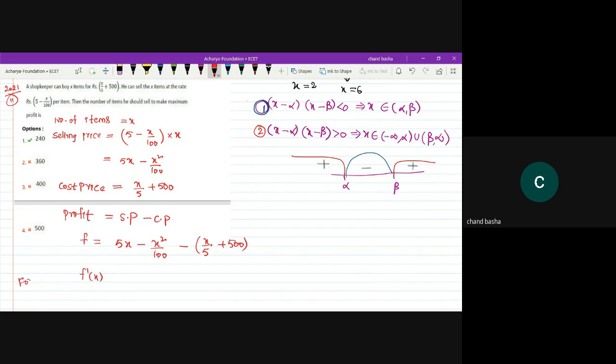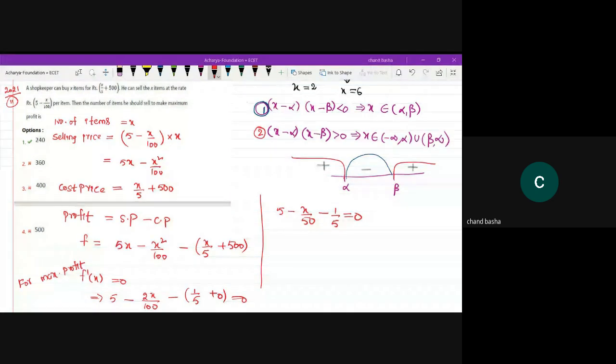For maximum profit, maximum or minimum, the first order derivative is equal to 0. This implies that 5X will become 5, minus 2X by 100, minus X means 1, plus 0. This implies that 5 minus X divided by 50 minus 1 divided by 5 is equal to 0.